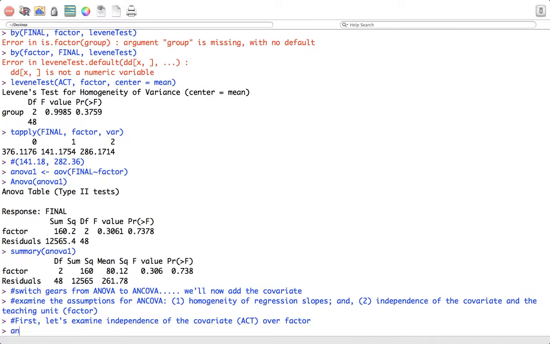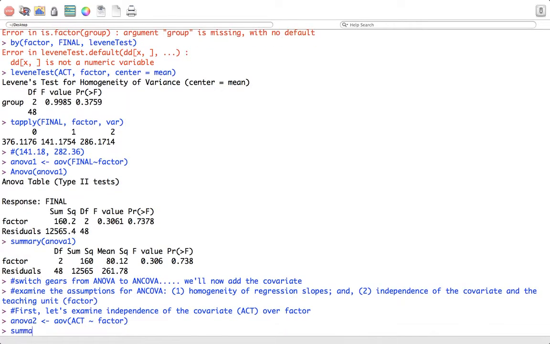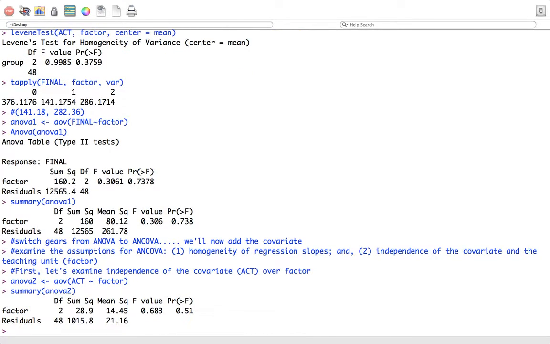We called the other one ANOVA 1, so I'm just going to call this ANOVA 2. What we want to do here is run the ANOVA of our covariate over the factor. And I'm going to be consistent here and just do ANOVA 2. And we don't have statistical significance. So we have no reason to believe that the means for ACT are any different over Group 1, Group 2, or Group 3.